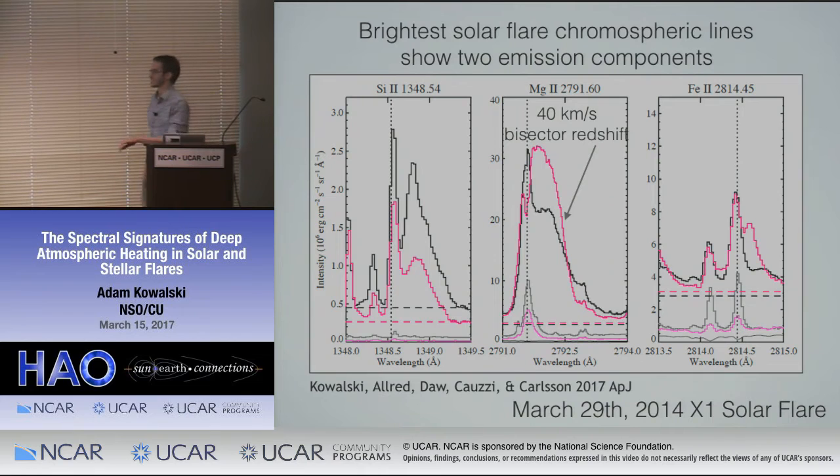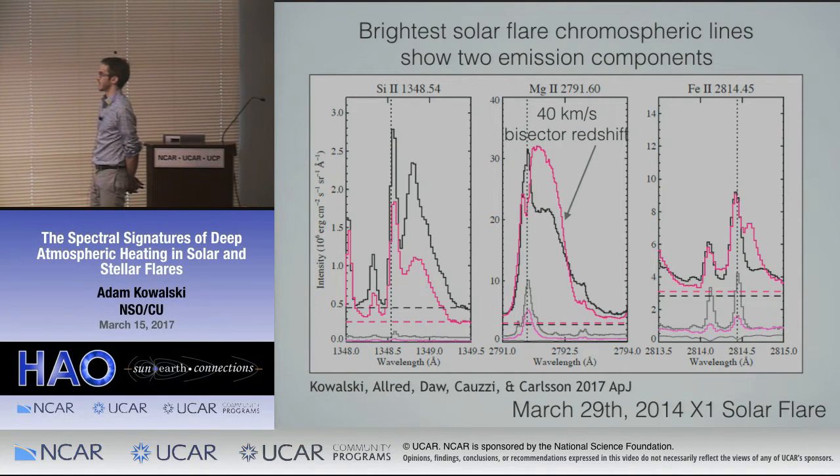So we started our analysis of the best studied solar flare ever, the March 29th, 2014 X-class flare. Best studied because it was observed by so many satellites, instruments, and ground-based observatories. There's been, I think, 8 or 9 ApJ papers and several more other refereed papers about this flare. Anyways, I'm going to start with the emission line analysis and then talk about the continuum.